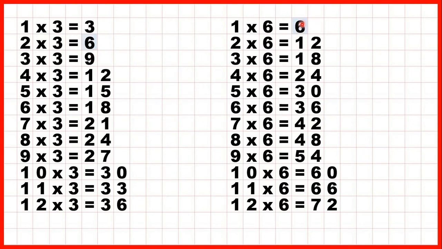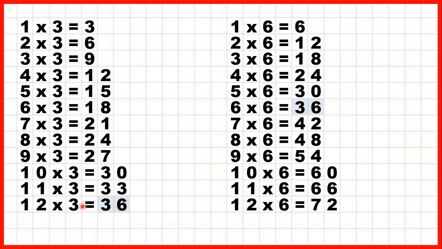You can see that numbers in the 6 times table are always also numbers in the 3 times table. So we have 6 as 1 times 6 and 2 times 3. We have 12 as 2 times 6, or 4 times 3. We have 18 as 3 times 6, or 6 times 3. We have 24 as 4 times 6, or 8 times 3. And spot that 8 is double 4, 2 times 4 is 8. We have 30 in both the 6 and the 3 times table, and we have 36.